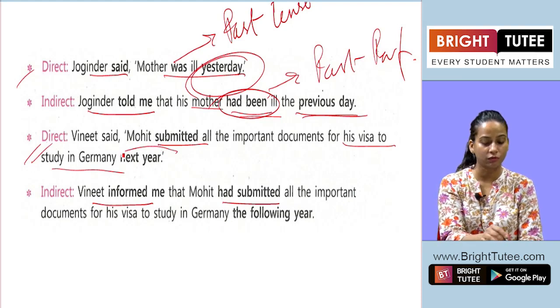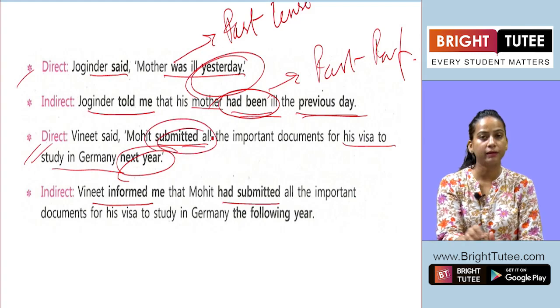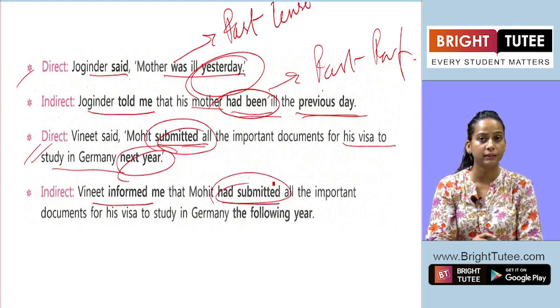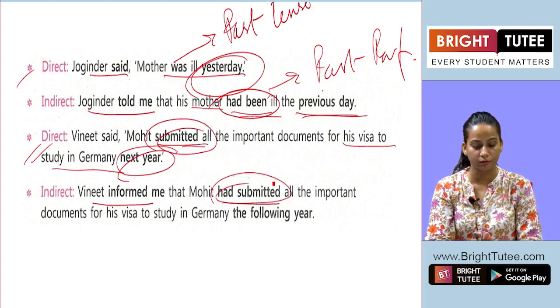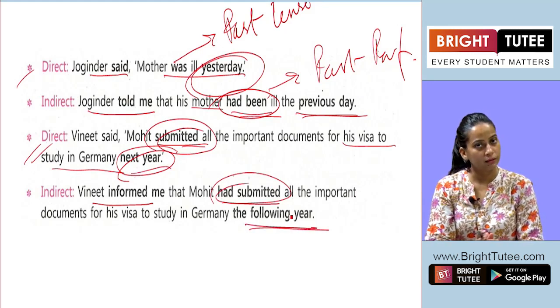Few things will change. Clear? Like if we talk about the tense, submitted is there, so we have written had submitted. So it will come in past perfect. Next year changed into the following year.